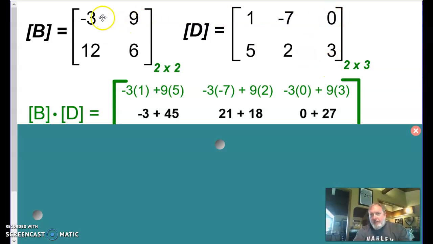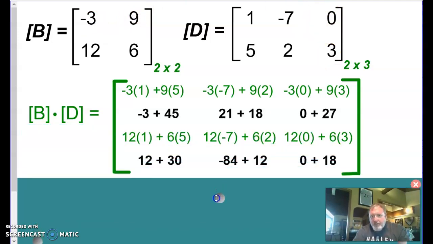And when I talk about the columns, you always take the first number in the row times the first number in the column. Second number in the row times the second number in the column. And then when we do the second column, same deal. -3 times -7, 9 times 2, third column. First one times first one, second one times the second one. All right, same thing for the bottom row. So 12 and 6, 12 times 1, 6 times 5, 12 times -7, 6 times 2, 12 times 0, 6 times 3. So here's our work here.